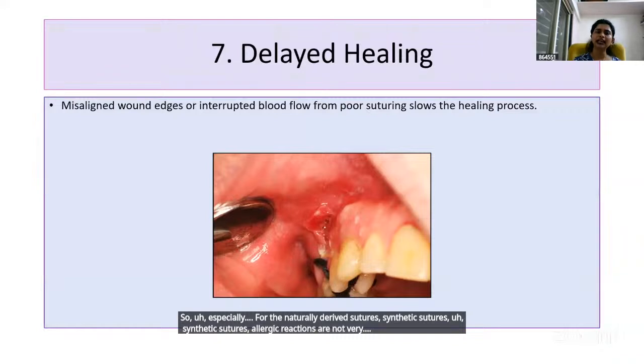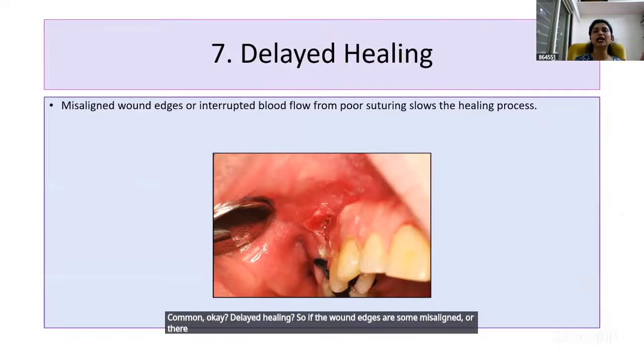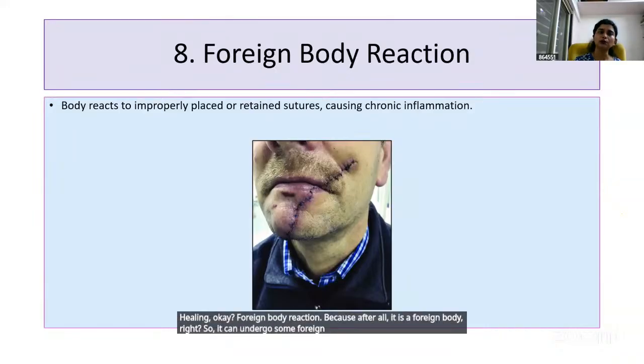Okay. Delayed healing. If the wound edges are misaligned or if there is some interrupted blood supply when you're suturing, then there can be compromised healing. Okay. Foreign body reaction, because after all, it is a foreign body, right? So it can undergo some foreign body reaction also. Some chronic infection can happen, right, with certain sutures in certain patients.